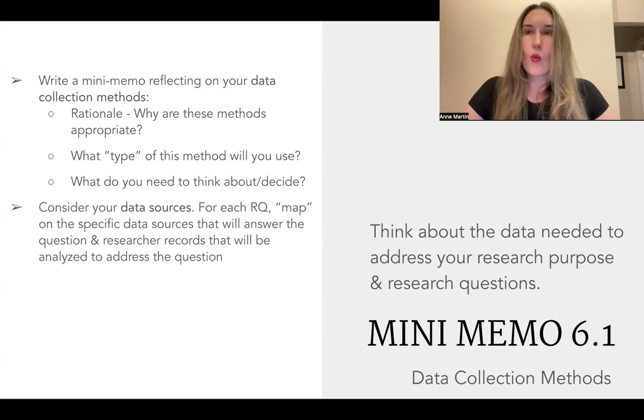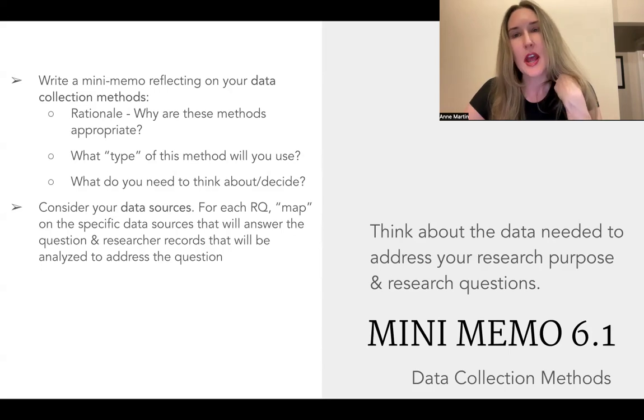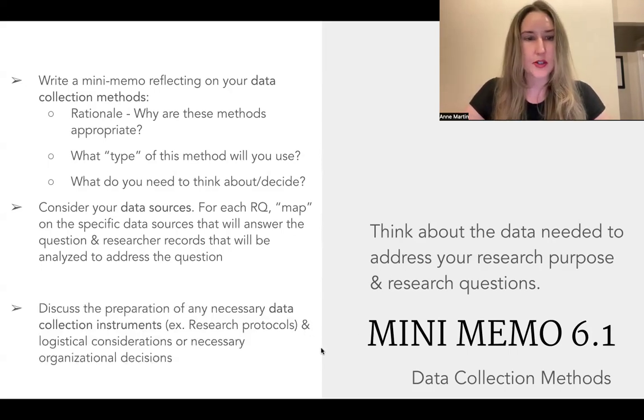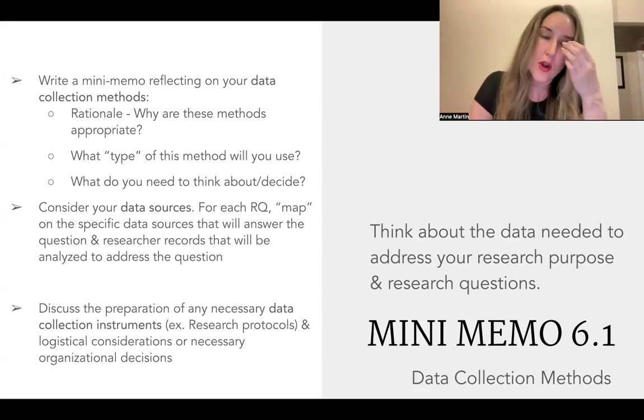And then when you're doing this, you're going to think about each research question. You're going to take your research question and you are going to map on the specific data source that will answer the question and the researcher records that you will need. Now, if you only have one research question, you just need to do this for one, but I know some of you have more than one research question. And then you can start to discuss the preparation of any necessary data collection instruments, like a research protocol.